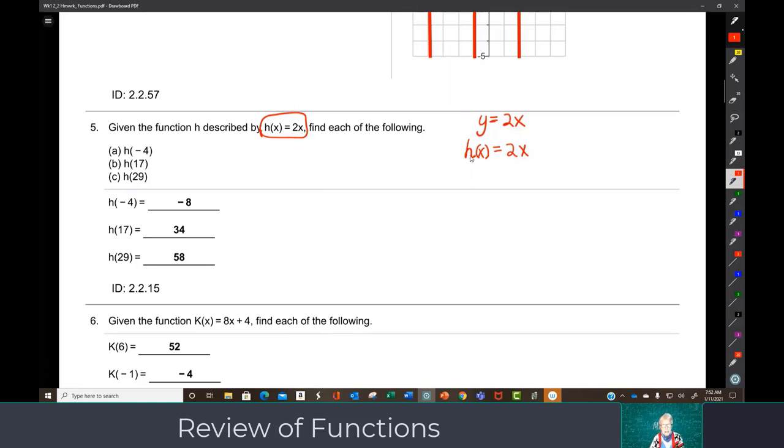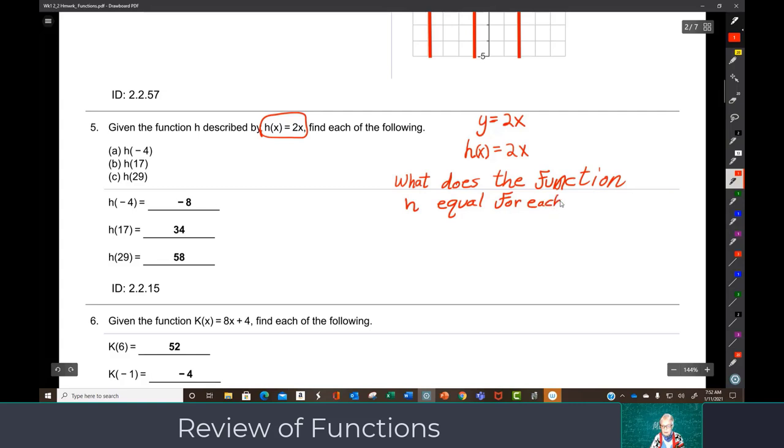But in particular, what this really means is, what does the function h? A function is just like a formula. Think formula when you see function. What does the function h equal for each particular x on the x-axis, for each particular number on the x-axis.